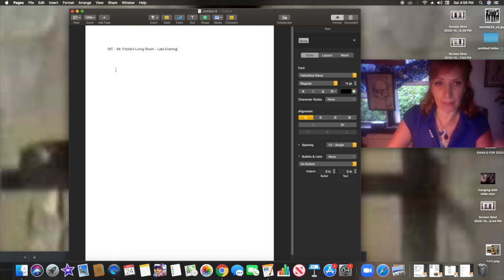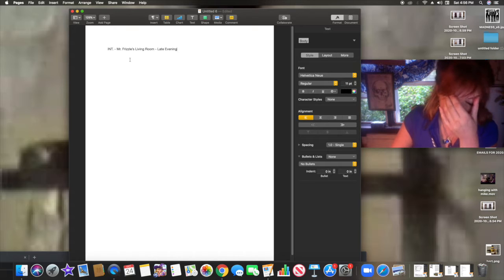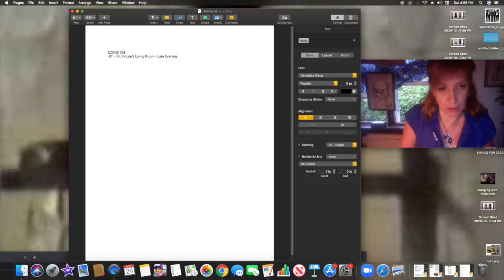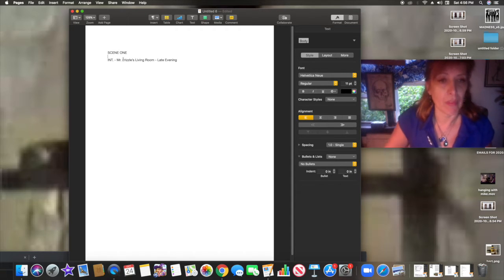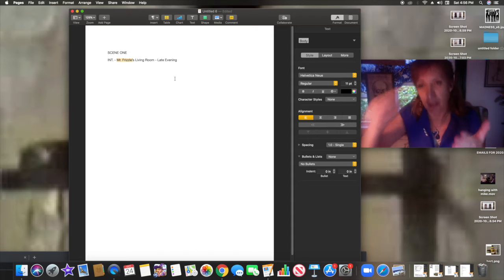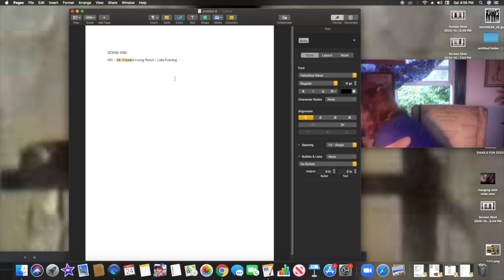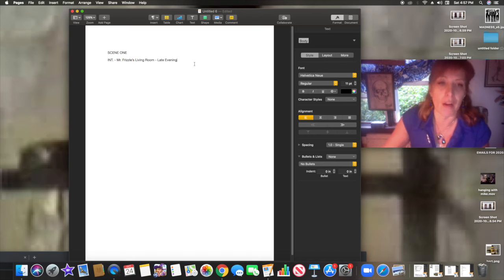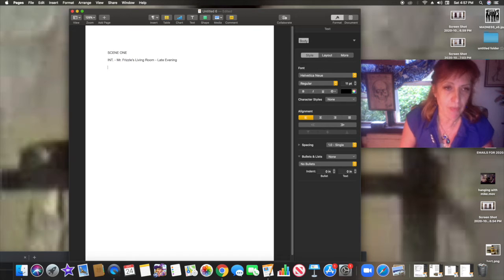Okay, so in script writing, the reason it's done this way is, let's also do scene one. The problem is the first time you mention a character, you have to put the name all in caps, comma, and describe who he is. Actually, I can solve that problem. Okay, here. So scene one, interior, Mr. Frizzle's living room, late evening.